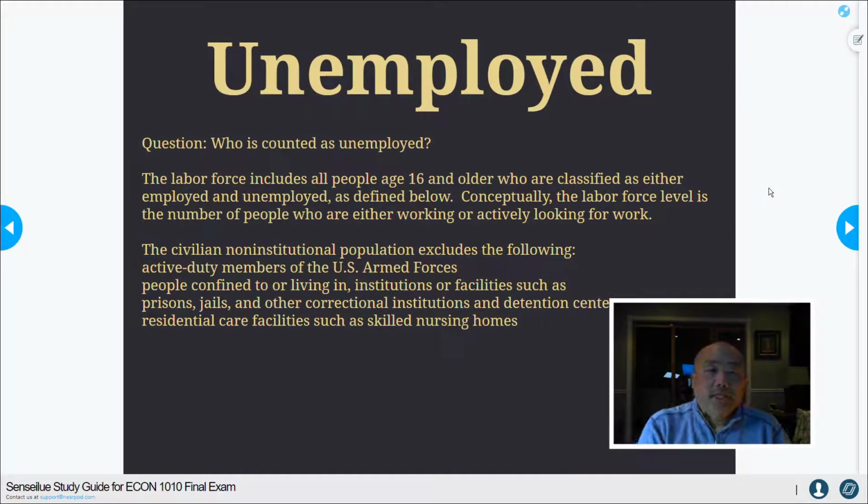Next thing we'll cover is unemployment. What counts as unemployment? Well, two things that you should probably remember. Number one, in order to be counted in unemployment statistics, one must be at least 16 years or older. The other behavior: in order to be counted as unemployed, you must be actively seeking employment.